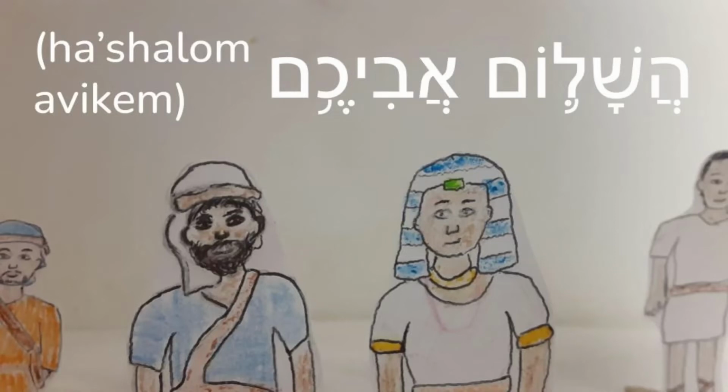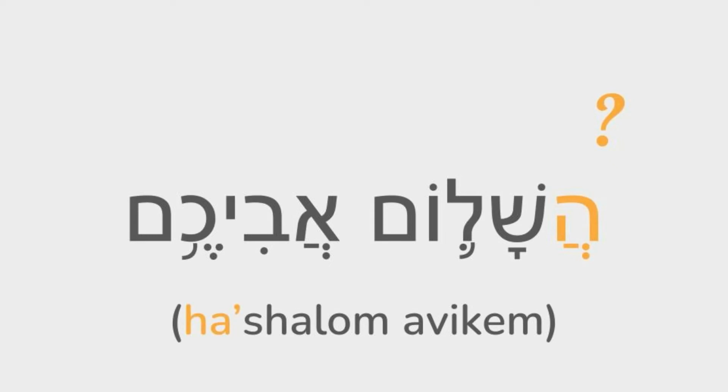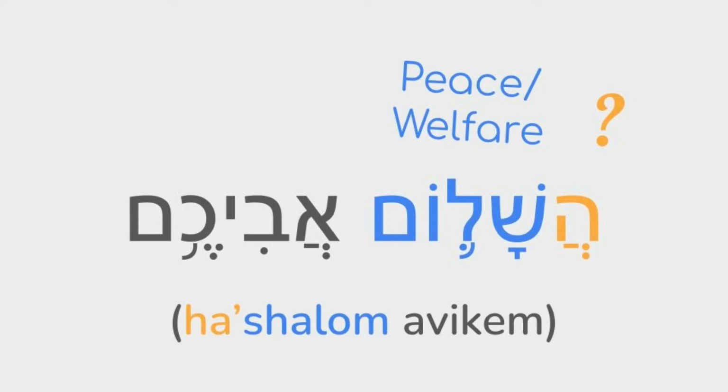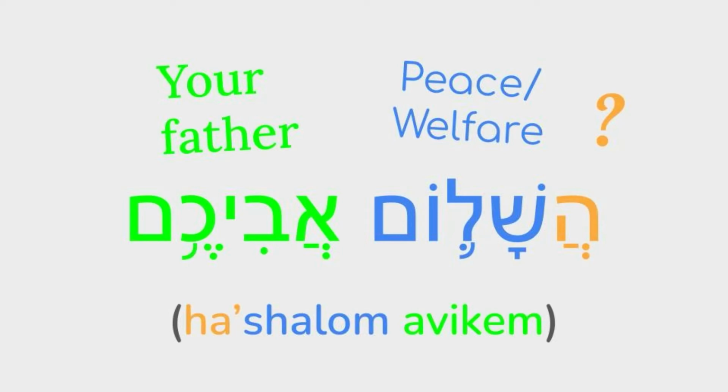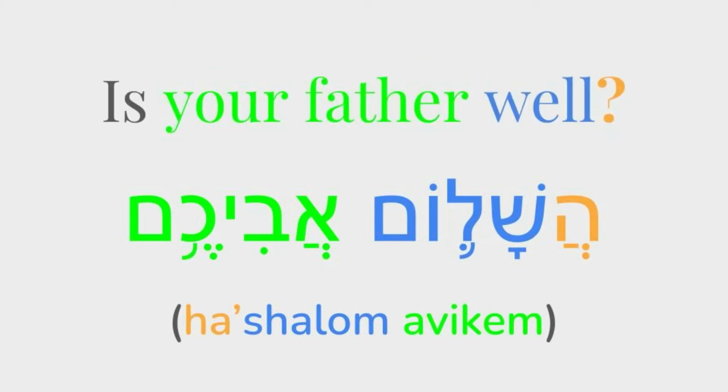When Joseph's brothers come back to Egypt, he asks them, "Hashalom avichem?" There is the hey at the beginning, which starts the question. Hashalom, which attaches to the first word of the sentence, which you are probably familiar with, shalom, which means peace or welfare. And the word avichem means your father. Hashalom avichem, is your father well?